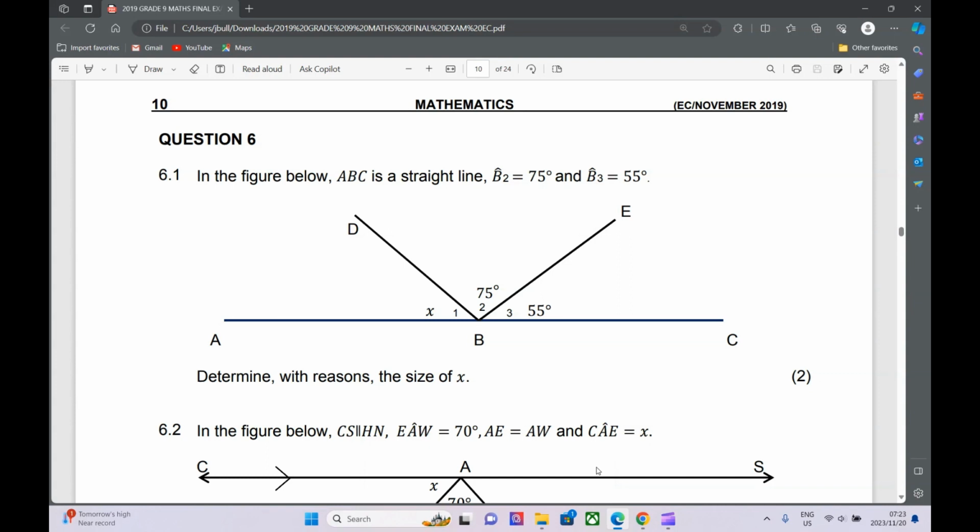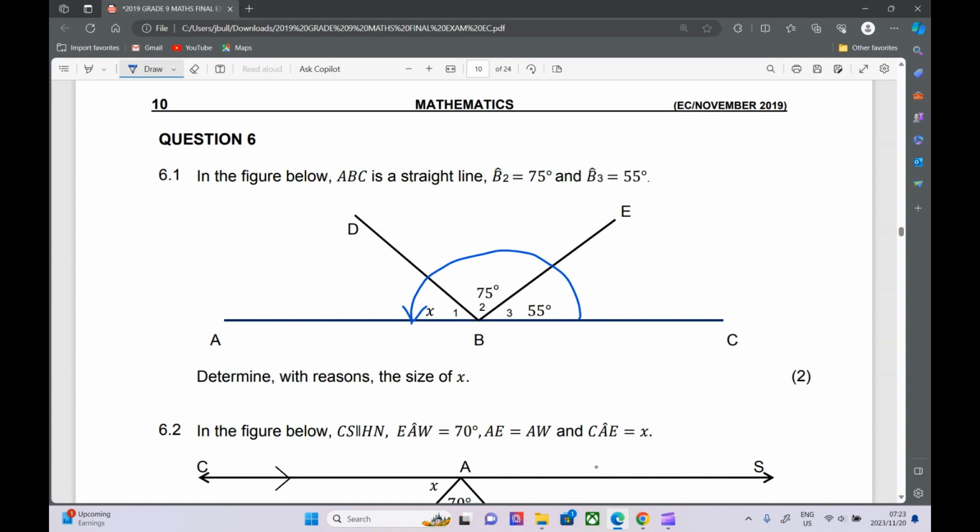So in the figure below, ABC is a straight line, angle B2 is 75 degrees. So they're just telling us this angle here is 75, which we can see, and B3 is 55, and they want us to work out what X is. Okay, so they usually start you off pretty easy like this. So this is just angles on a straight line. So we know angles on a straight line add up to 180 degrees.